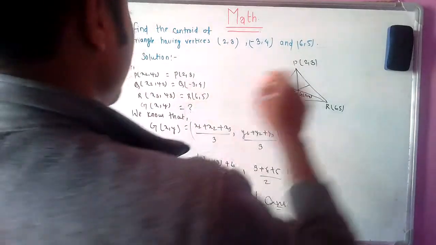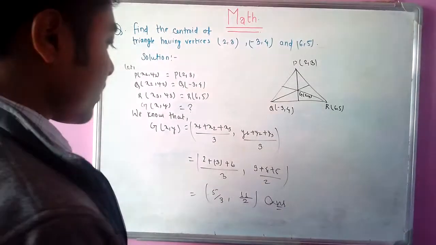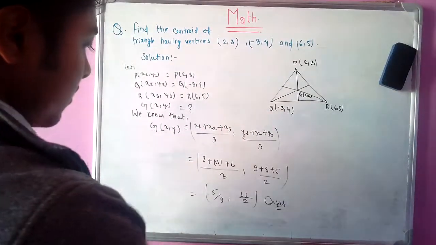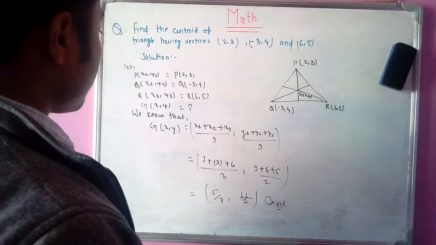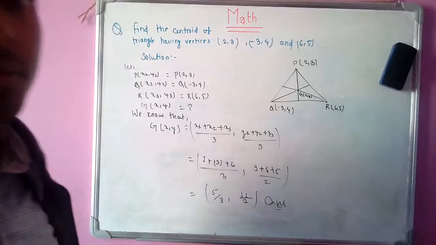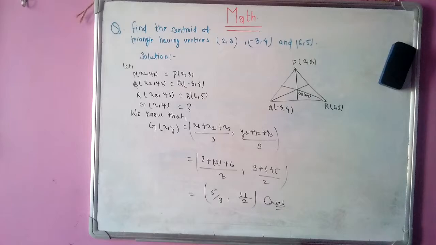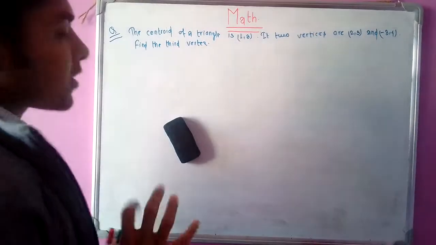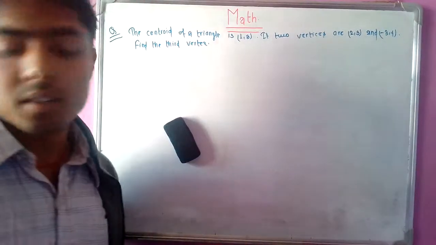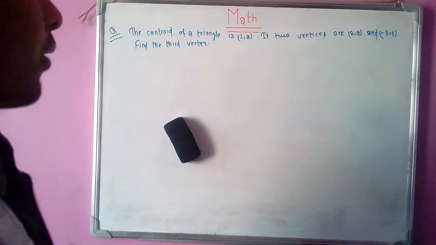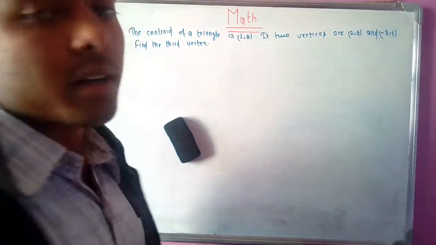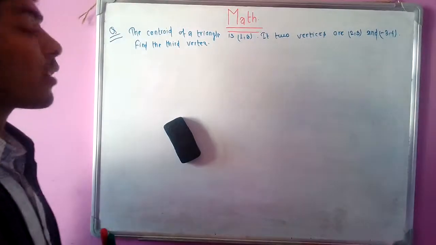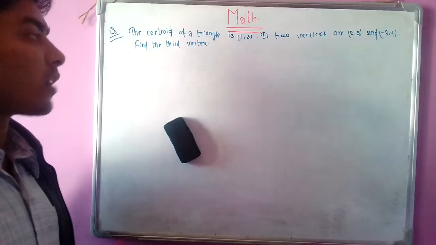We simply find it in this way. So we have discussed how to find the centroid of the triangle. Now we'll discuss, if the centroid of a triangle and two vertices of the triangle are given, then how can you find the third vertex of the triangle?